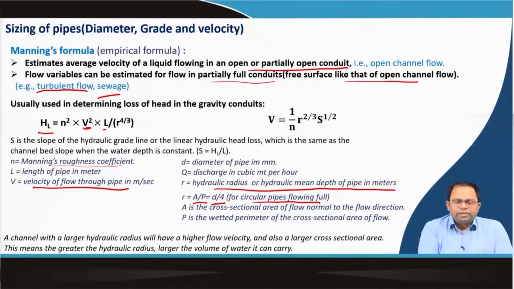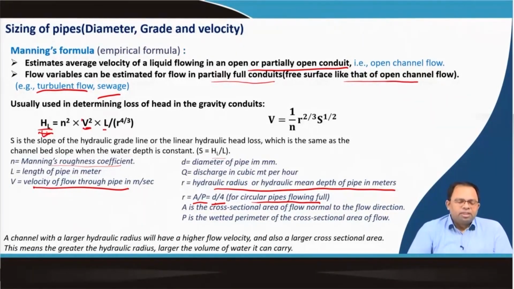Using this we can rewrite the formula in a different way, where we have V instead of HL. If V goes on the other side, that means V is equal to 1 by n R to the power 2/3 into S to the power half. Now, why S? S is basically the slope of the hydraulic grade line or the linear hydraulic head loss, which is the same as the channel bed slope when the water depth is constant. So, S is equal to HL by L.